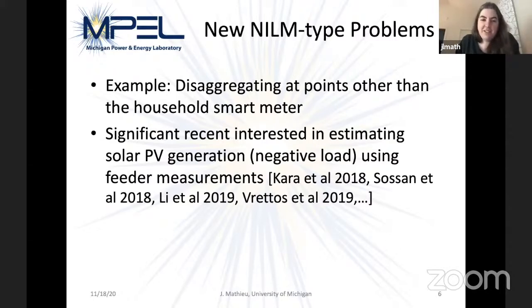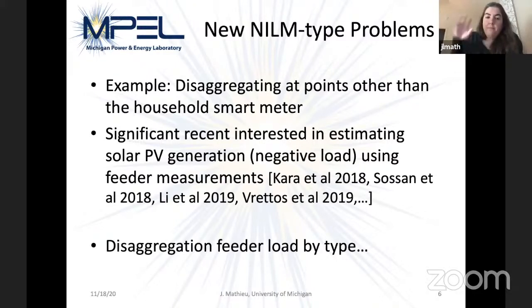But power engineers like to treat solar PV as a negative load because it's not very controllable, and that's sort of how we distinguish between load and generation. So these papers use feeder measurements, so measurements taken from the distribution network, to understand how you can pull apart the solar PV generation from the load in the network, and that helps with a variety of different planning and operational strategies. But even broader than that, we can think about disaggregating load on a feeder by its type, where some of that load is solar PV generation, but we might also be interested in understanding things like what's the current load of the electric vehicles on the feeder or the air conditioners.